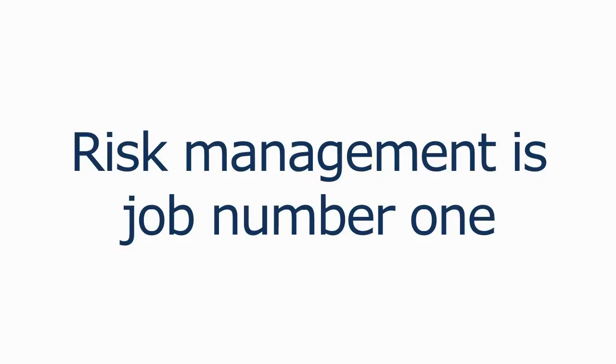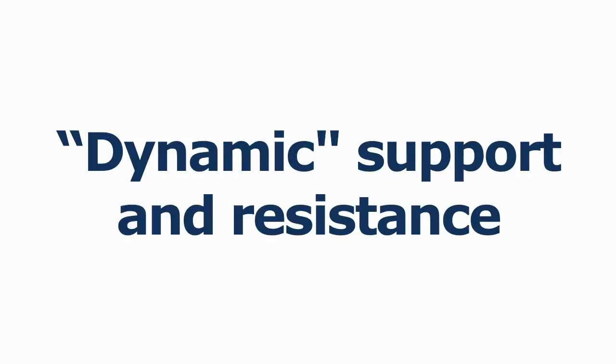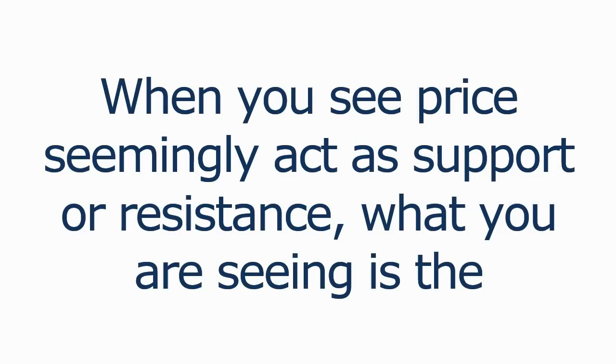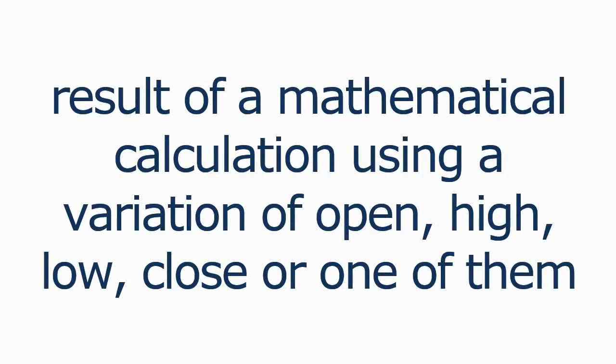A dynamic support and resistance. Some people attempt to sell traders on the idea that moving averages, bands, or even the Parabolic SAR act as dynamic support and resistance. They don't. When you see price seemingly act as support or resistance, what you're seeing is just the result of a mathematical calculation using a variation of the open, high, low, close, or one of them.